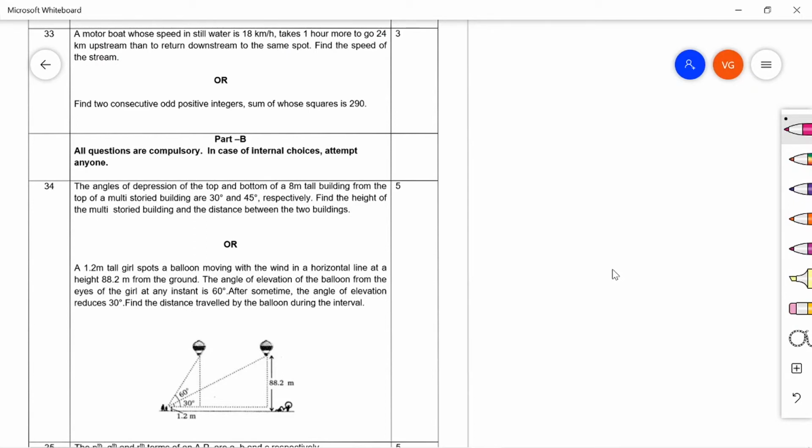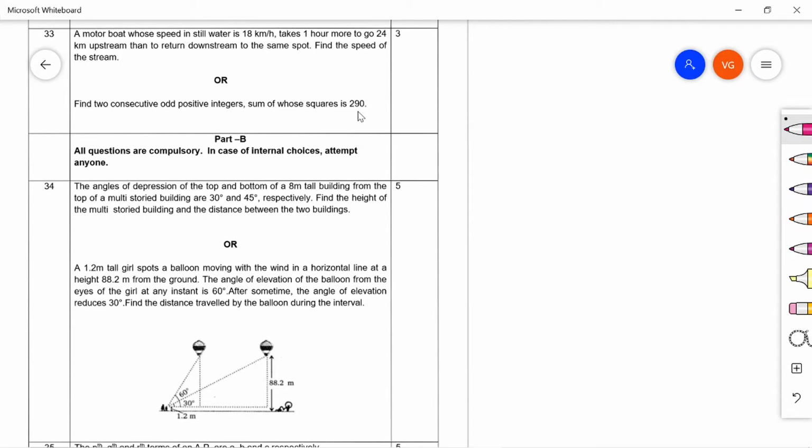The internal choice question for question number 33 is like this. Find two consecutive odd positive integers, sum of whose squares is 290. Again, this question is also based on quadratic equations. So simple, let us solve.